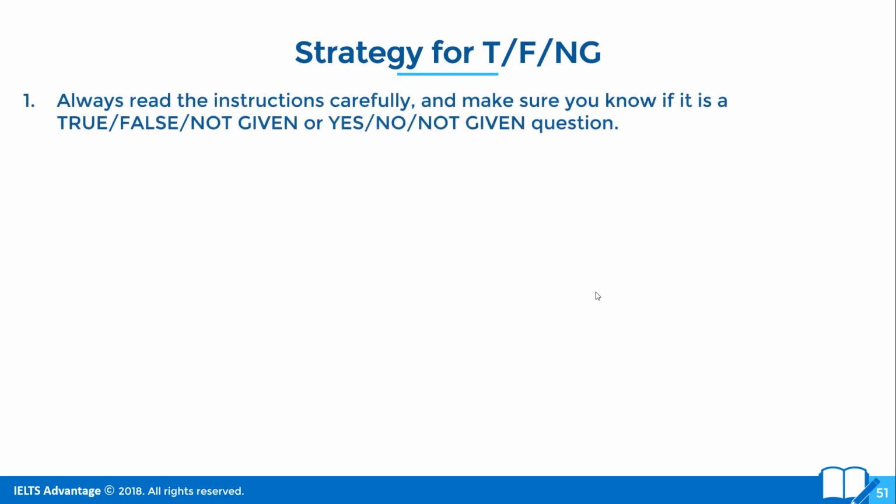So we're going to look at two strategies. We're going to look at a detailed strategy for true, false, not given, and we're going to look at a very short, simple strategy for true, false, not given. You should use both, and it'll make sense what I mean by both. So always read the instructions carefully and make sure you know if it is a true, false, not given, or a yes, no, not given.